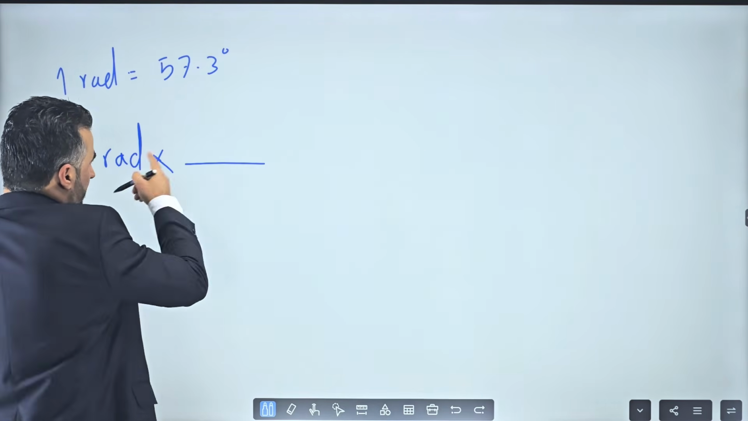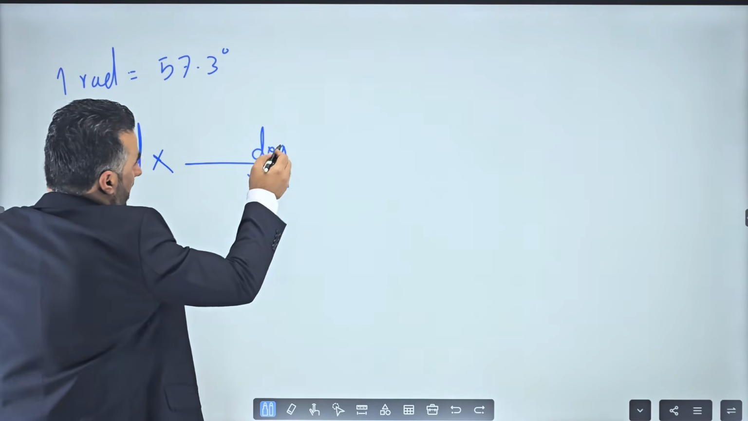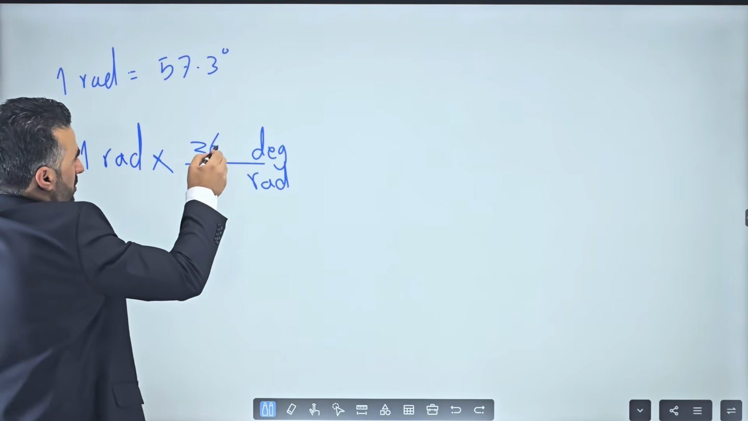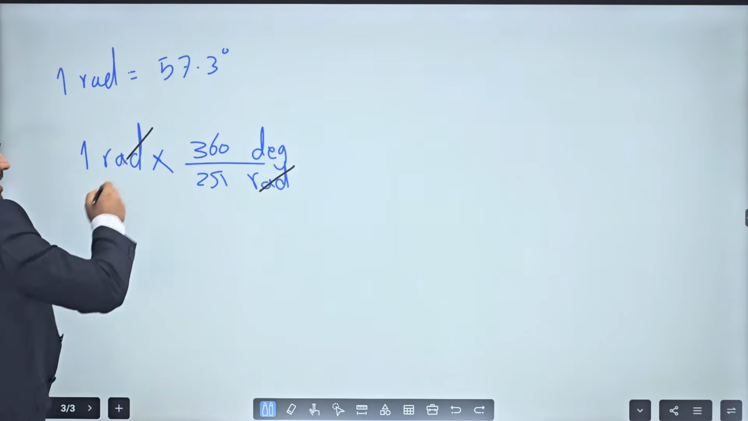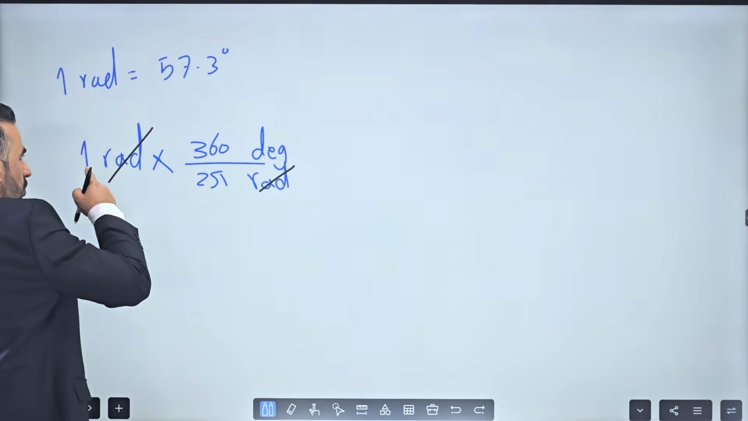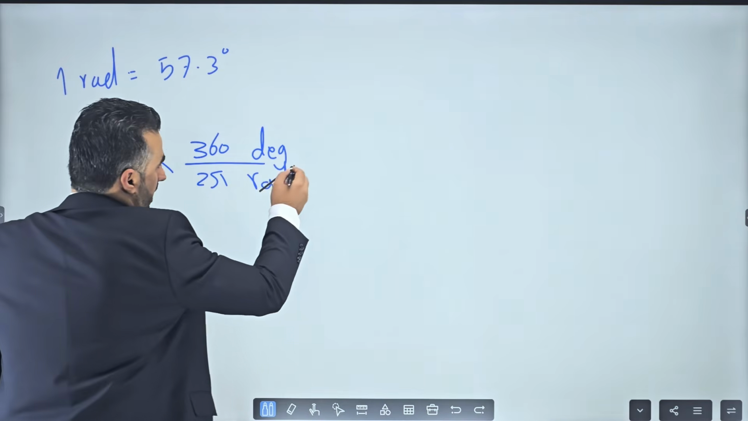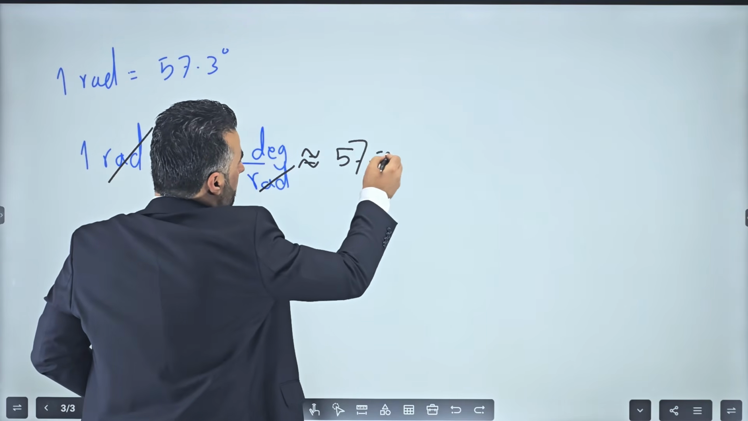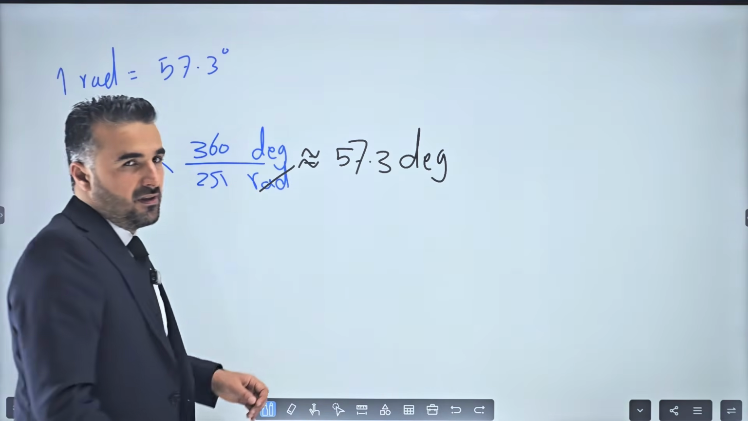Remember, we're trying to convert radian to degrees. So radian below, degrees up, right? Do you remember the numbers in the key conversion? The degrees, it was 360. The radian was 2 pi. So radian and radian cancel out. So it is 1 times 360, and then divide by 2 pi. And of course, you get approximately 57.3 degrees in here. And that is that simple, all right?